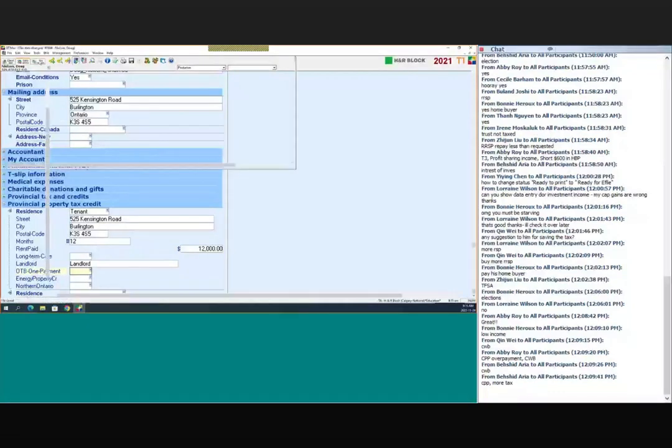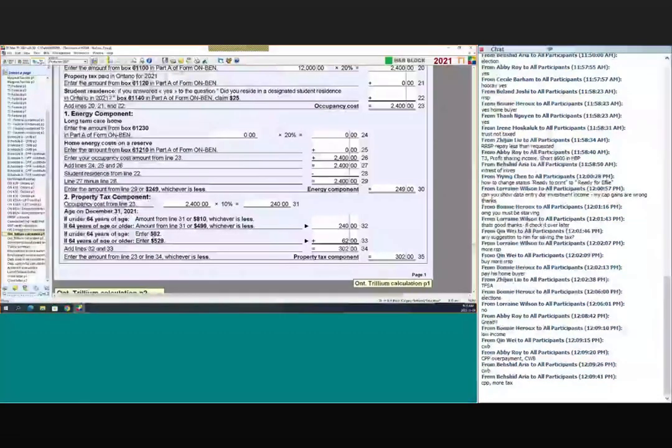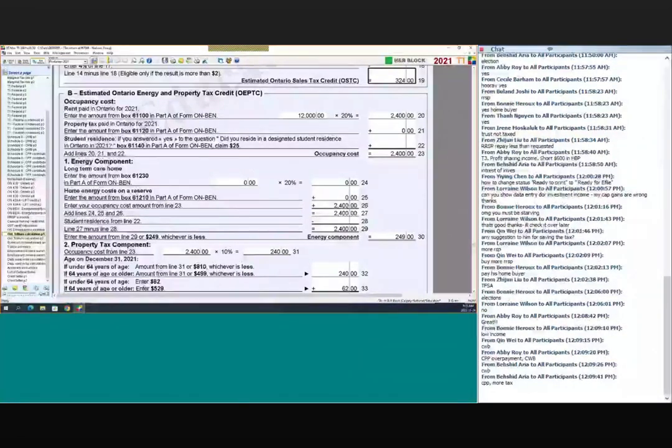Anyway, so that's all we have to enter for his rental. Right, so let's go to the tax return now, and we'll go back to the Trillium benefit calculation, and you'll see that now we have occupancy costs. I remember doing this when I was a student and doing this whole calculation and realizing I got no credit at all. It was just so painful.